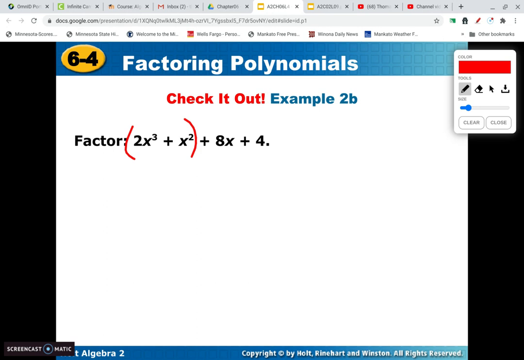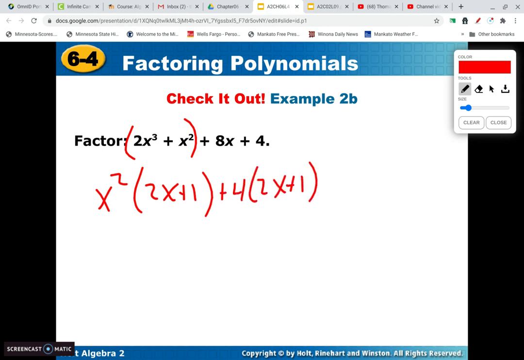So we're going to take out, looks like an x squared. And looks like we'd be left with a 2x plus 1. Here, let's take out a 4. And we'd have 2x plus 1. You always want the same thing in there. So that allows us to rewrite this as x squared plus 4 in parentheses and a 2x plus 1.